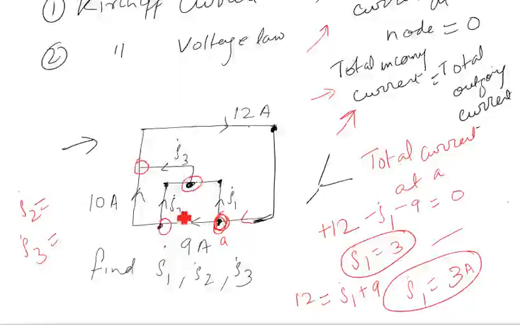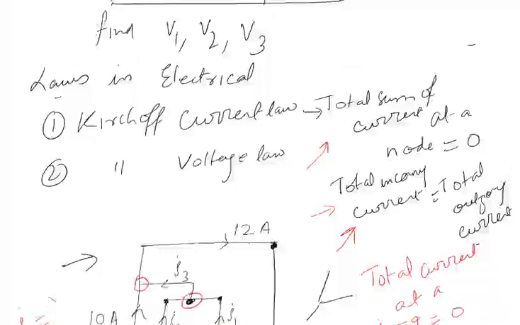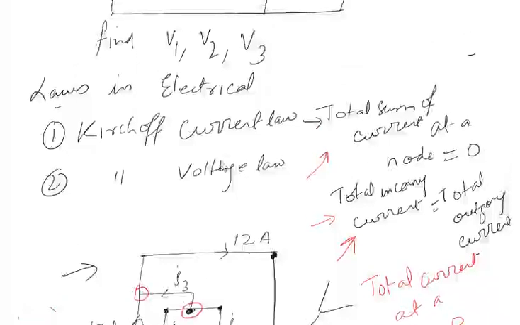Same. 9 is coming, 10 is outgoing, I2. What about I2? So these two, 10 plus I2 is equal to 9, right? Using this formula, you can try it and solve it. Okay, let's check what is Kirchhoff voltage law. So this is Kirchhoff current law.